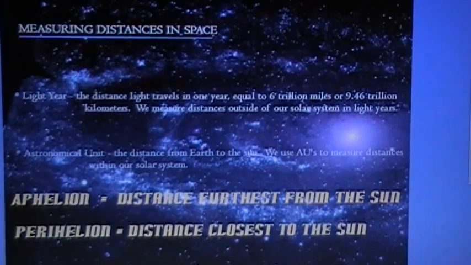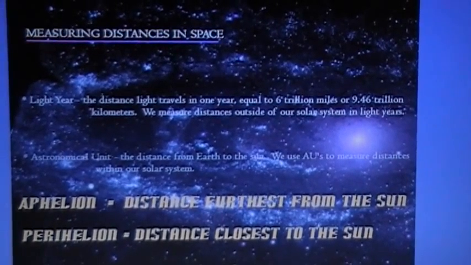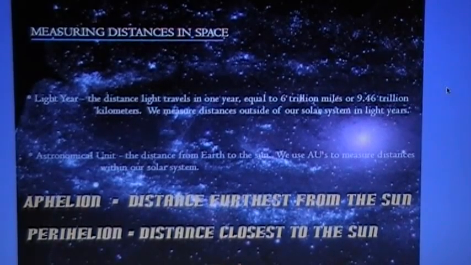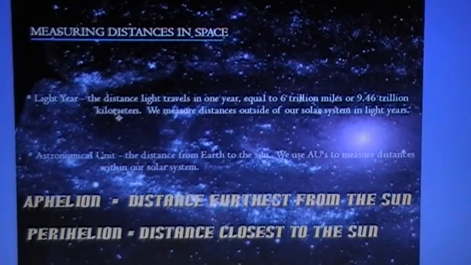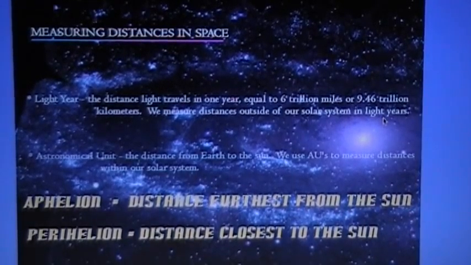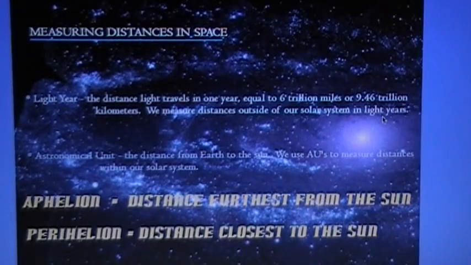Now, we are going to be talking about the distance in space, and there are a lot of different distances that can get confusing from time to time. So one of the things we're going to look at is the two units of measure that we really use in space. One is the light year. A light year is the distance light travels in 1 year, roughly 6 trillion miles, or 9.46 trillion kilometers. We measure distance outside of our solar system in light years. For example, the second closest star to us is Proxima Centauri, around 4.2 light years away.